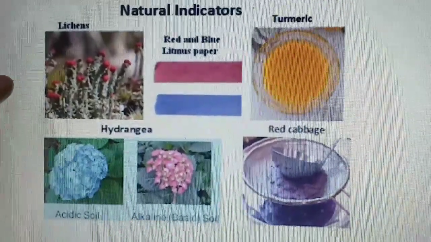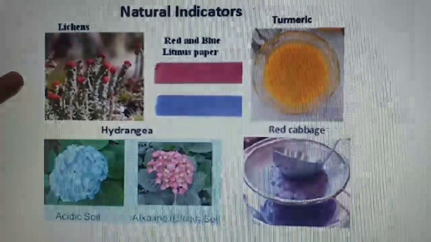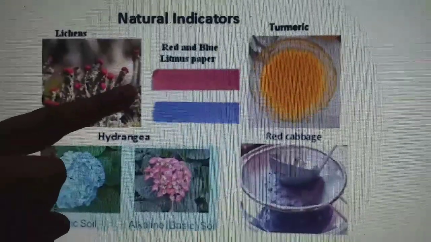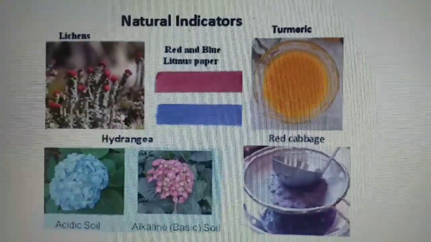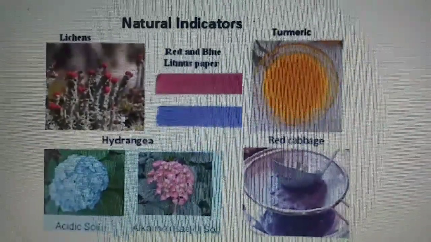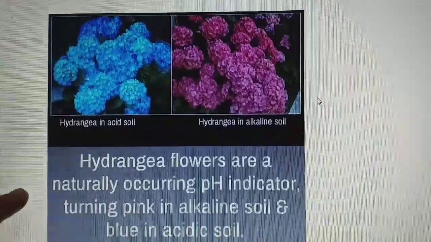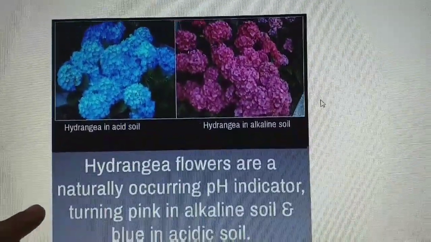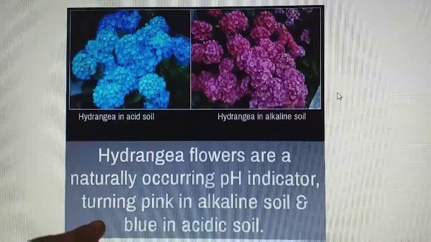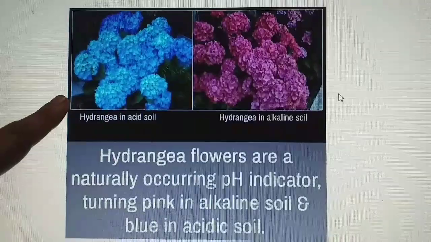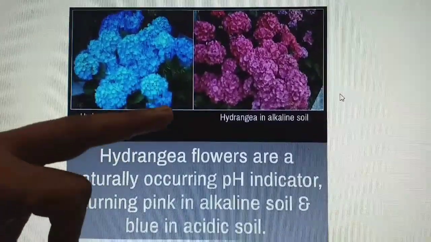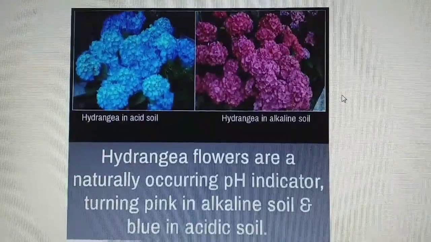Natural indicators. Here I have shown some natural indicators. The first one is lichen, and from the lichen plant we get red litmus and blue litmus paper. The second one is turmeric. This is hydrangea, then red cabbage. Take hydrangea flowers. They are natural indicators and they turn pink in alkaline solution, and they show blue color in acidic soil. If the soil is acidic, then it gives the blue color. If the soil is basic, then it gives the pink color.